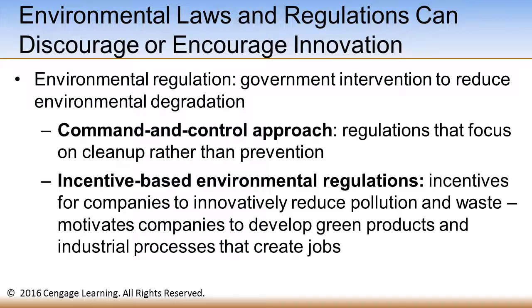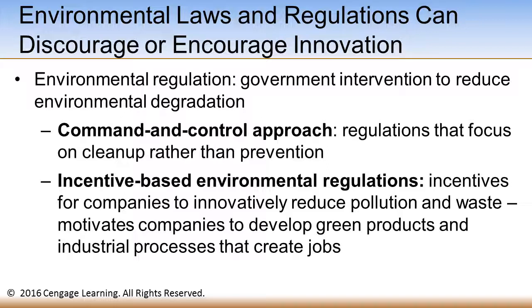An environmental regulation is a means of government intervention to reduce environmental degradation, such as water pollution, air pollution, loss of habitat, and biodiversity decline. There are two different approaches that can be used during the regulatory process. One is a command and control approach, which creates regulations that focus primarily on cleanup rather than prevention.